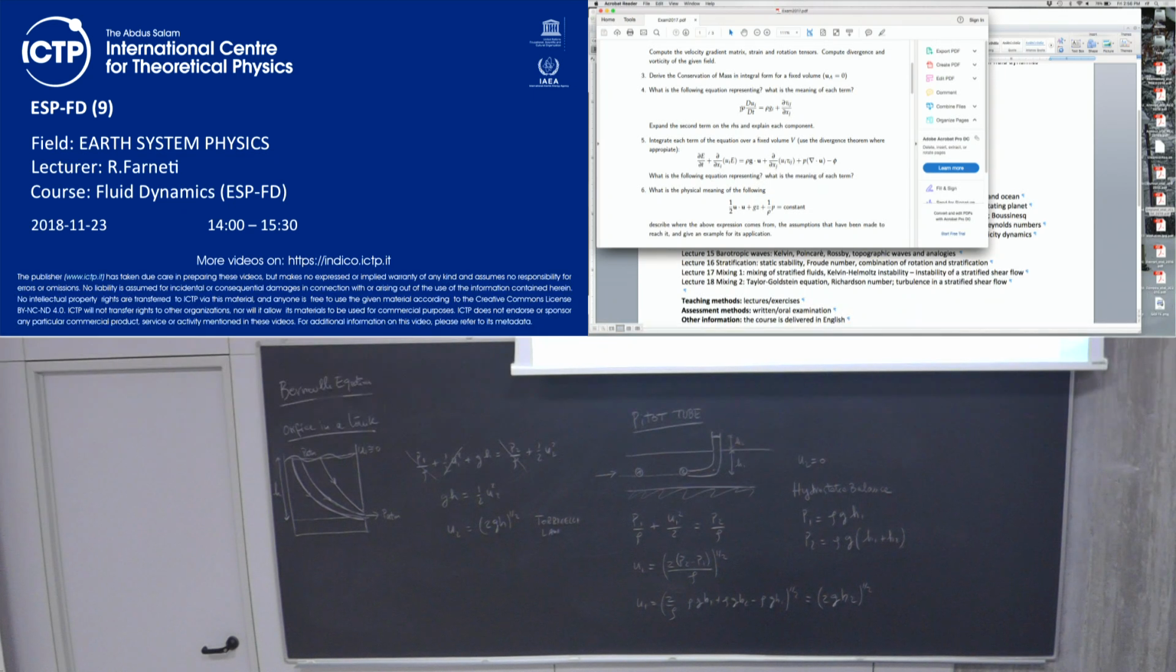So you get this expression, for example. What does it represent? What is the meaning of each term? Okay, you should know what it is. You should know what each term means, or you can take this equation, integrate it for a fixed volume, and explain physically each term.